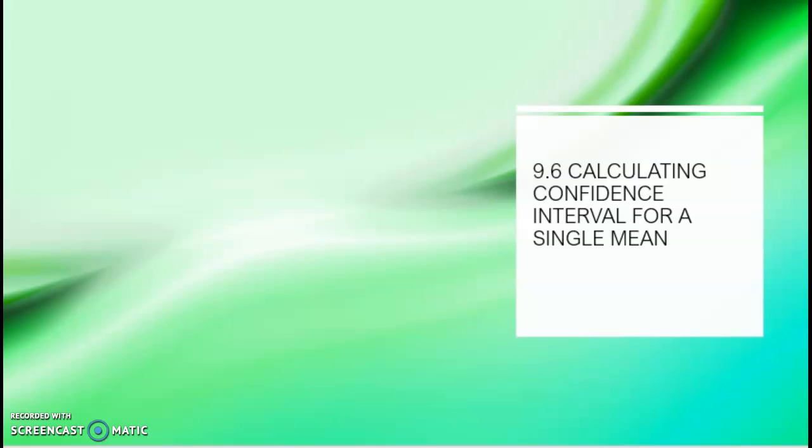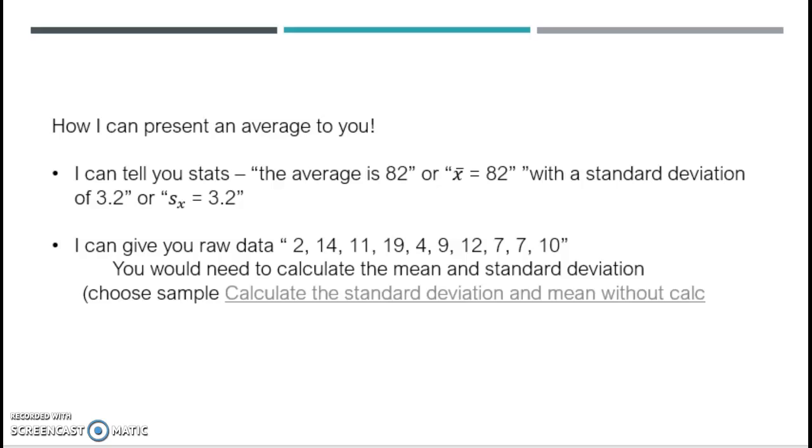Hey guys, today we are going to be looking at how to calculate a confidence interval for a single mean. That means I'm going to be presenting numerical data to you this time, and you'll be creating a confidence interval using numerical data. What you're going to need for this confidence interval for a single mean is the mean, or the average, and the standard deviation.